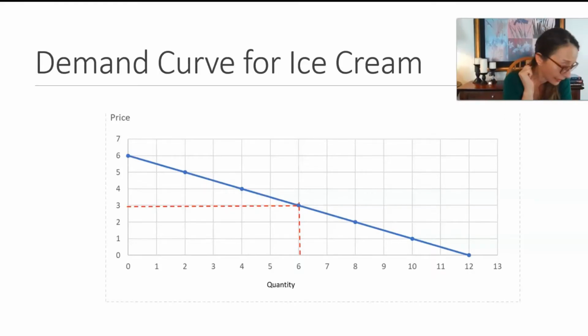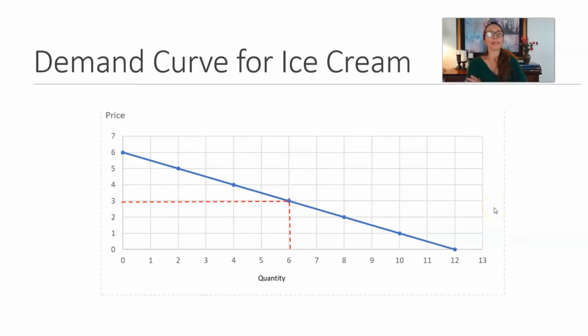Okay, so here we go. Let's look at our demand schedule for ice cream that we developed when we were talking about demand and supply. Normally, when we look at the demand curve, we look at it from a price perspective. For the price of $6, 0 people want to buy ice cream. At a price of $3, 6 ice cream cones are sold. But we can also look at the demand curve from the quantity side, and that's where I want us to start today.